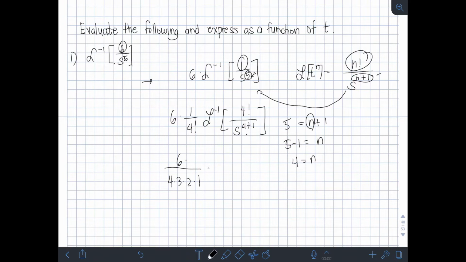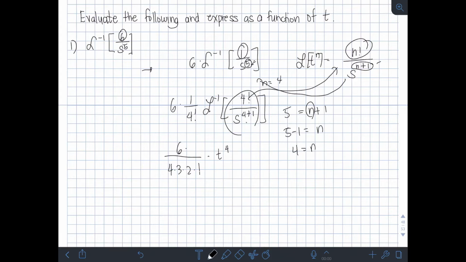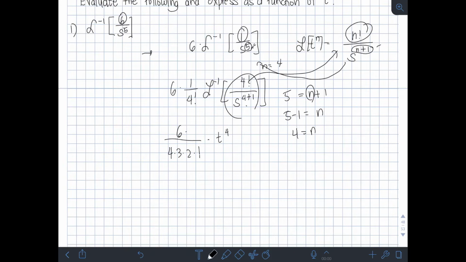Times, based on this form, t raised to n, your n is 4. So it's t raised to the 4th, and it becomes time domain again, f of t. Okay, so let's simplify this constant. We can cancel this 6 and this 3 times 2, so it's just 1/4. 1 over 4 t to the 4th. Therefore, the inverse Laplace transform of 6 over s to the 5th is 1 over 4 t to the 4th.